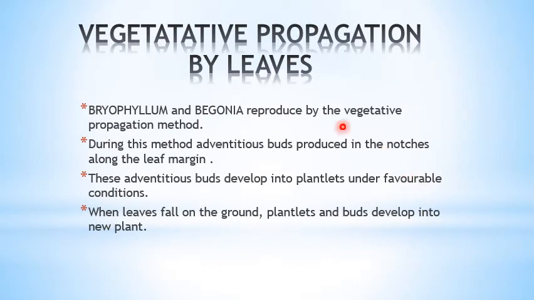The next is by the leaves. This is very important. We have very important leaves, that is bryophyllum and begonia, reproduced by the vegetative propagation method. During this method, adventitious buds are produced in the notches along the leaf margins. These adventitious buds develop into plantlets, meaning small plants, under favorable conditions, and when the leaf falls on the ground, the plantlets and the buds develop into new plants.